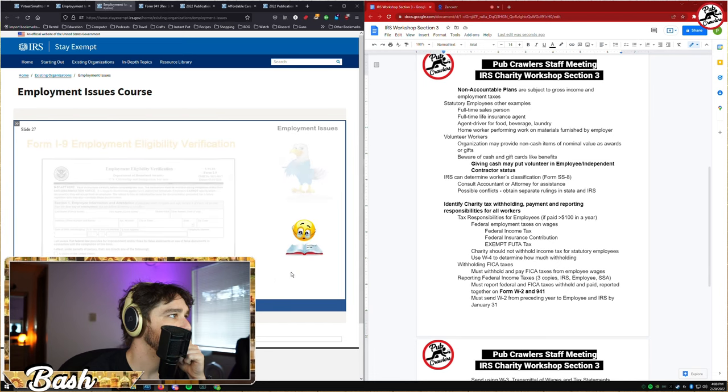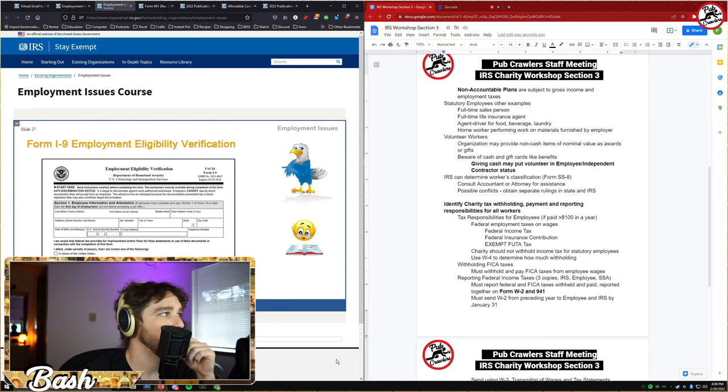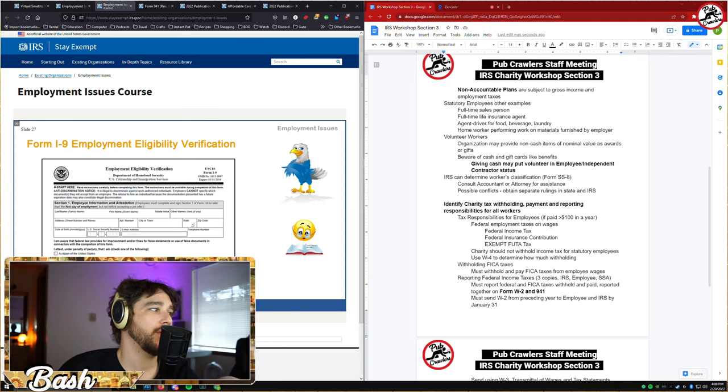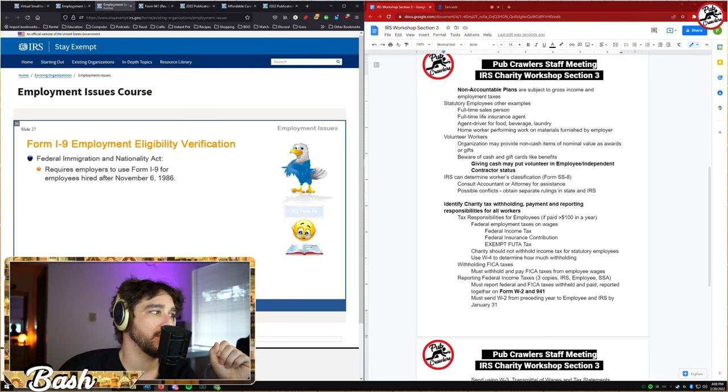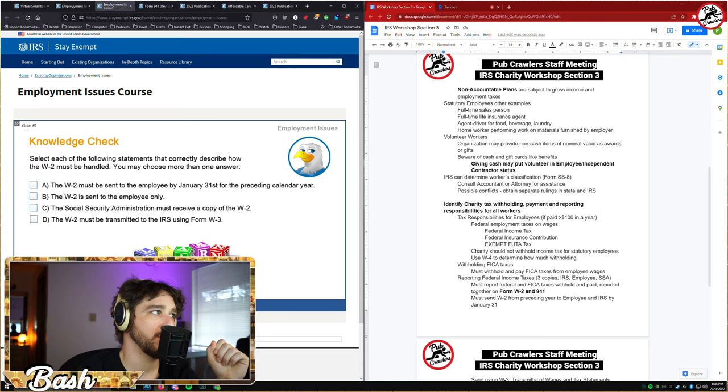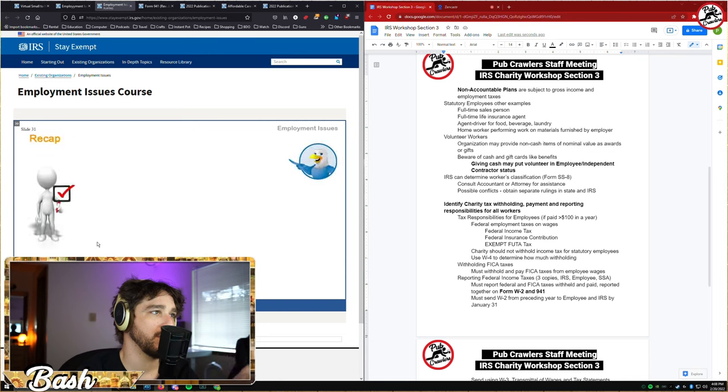Select the Continue button. There's another important employee-related form your 501c3 needs, the I-9. Keep going. Employment eligibility. We've already done this. The Federal Immigration and Nationality Act requires... Look at this example. Here's another example. Let's review. This is what it was.